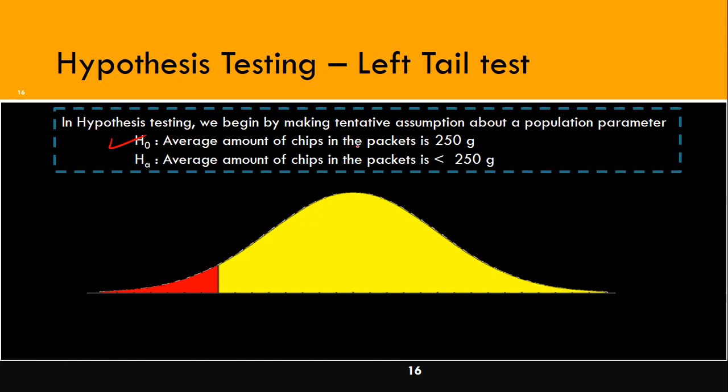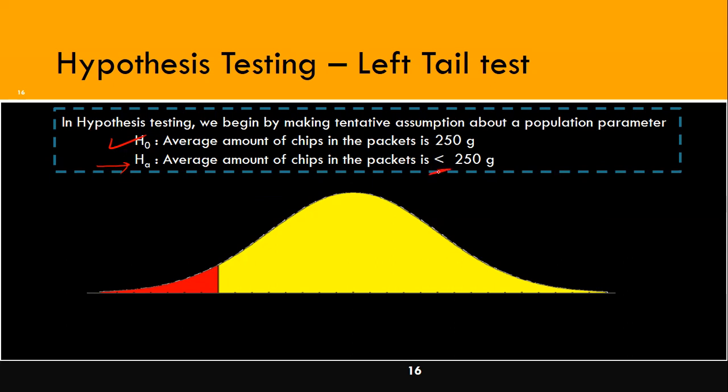And here the average amount of chips in the packets is 250 gram. That is what is printed on top of the packet. But when you open it, you suspect that it cannot be 250 gram. The average, the Ha, is the alternative hypothesis. This is the notation we use, alternative hypothesis. The alternative hypothesis is an opposing statement of your null hypothesis. Here you define the null hypothesis. The average amount of chips in the packet is not 250 gram, it is less than 250 gram.